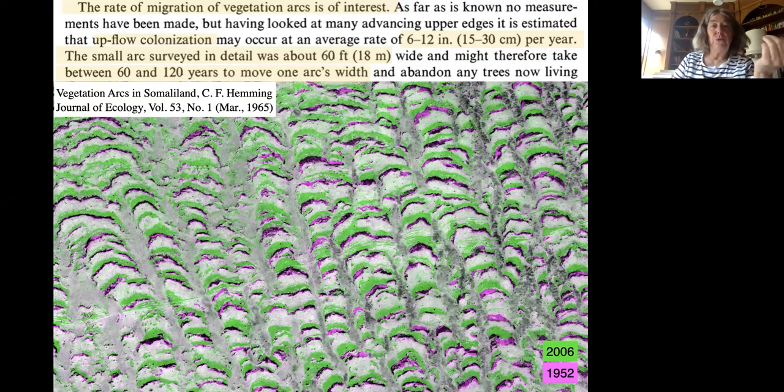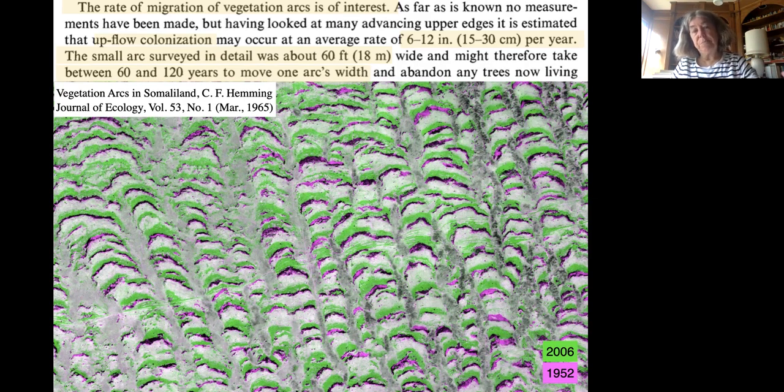And this is a quote from this old paper by Hemming, who was studying this on the ground and who observed that, in fact, the bands were moving, that there was upslope colonization going on. And so he made some measurements and some projections that the bands would move one arc width in 60 to 120 years. And that's pretty accurate, at least for these particular images. So they are slowly moving uphill, and other people have made that observation as well.